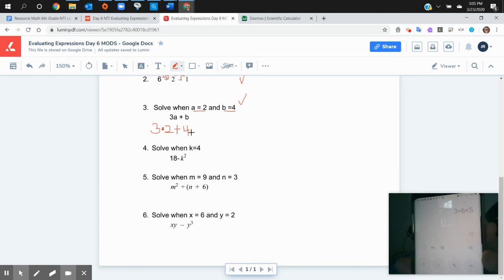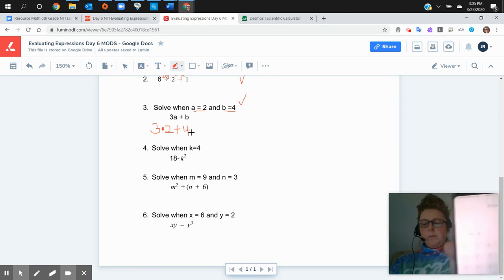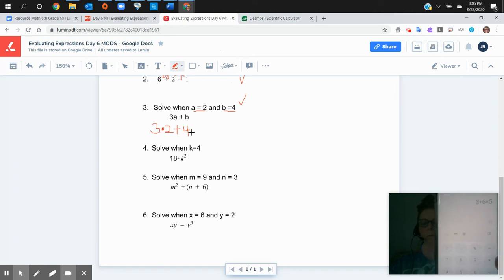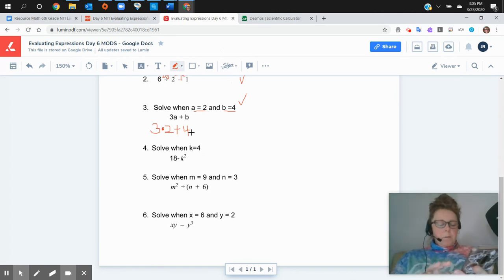You can see that the calculator in the phone did 6 times 5 first, which is 30. Then it added the 3. So I guess some phones are smart enough to know the order of operations. But if you're using a regular calculator or something, it may not. So just make sure that you're checking to be sure that it's doing the order of operations for you.